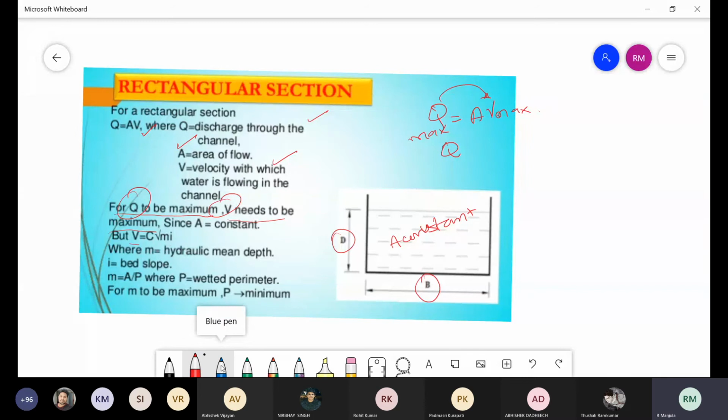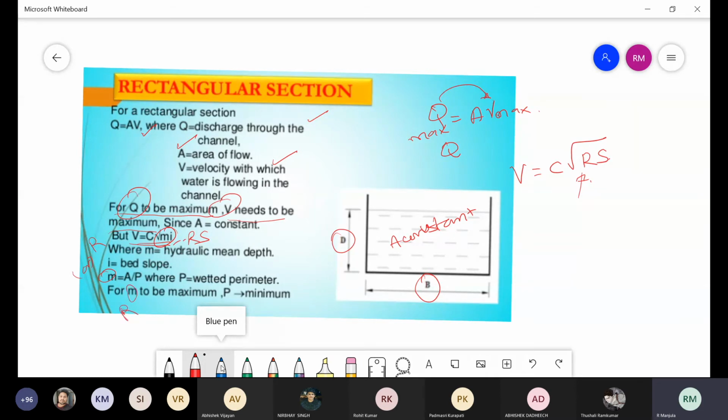But what is this equation? This is the roughness-based Chezy's equation: V is equal to C into root of RS, or root of MS. Both are the same, so here M is the same as R, the hydraulic mean depth, and S is our bed slope.